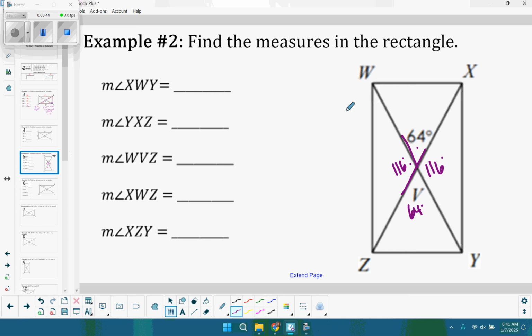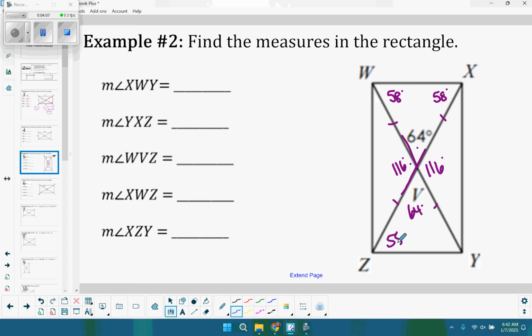The other thing I know is technically, since these are all congruent, these are isosceles triangles. So the 2 angles in here are the same. So what I would do is I would take the 64 away from 180 to get the 116, and then I would divide it by 2 to find out what each of those angles is. So this one is 58 degrees, and this one is 58 degrees.